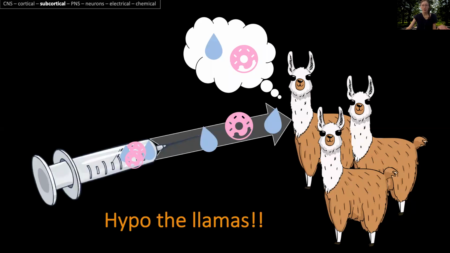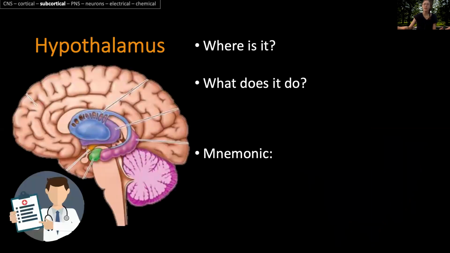All right, ready for analogy number 2? Here are some llamas. Now, they may look happy, but they are super hungry and thirsty. All they can think about is getting food and water. I assume llamas eat donuts before they pass out. Now, how are we going to help these llamas get food and water? Well, with a hypodermic needle filled with donuts and water, of course. If we hypo the llamas, then we can regulate their hunger and thirst and return their bodies back to normal. Now, this is kind of corny, but hypo the llamas is hypothalamus.